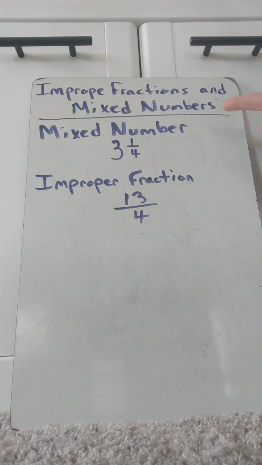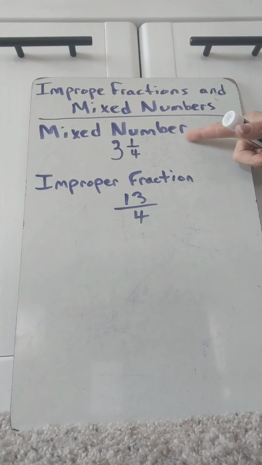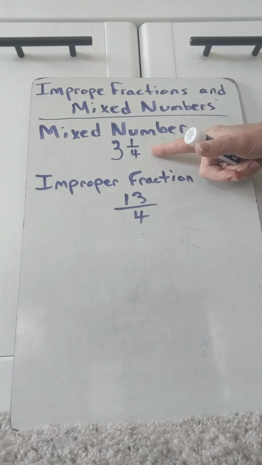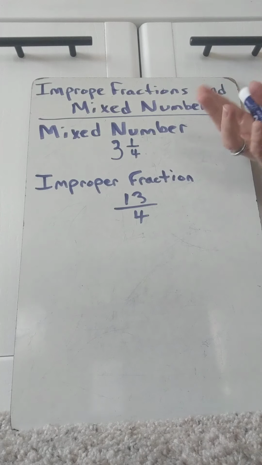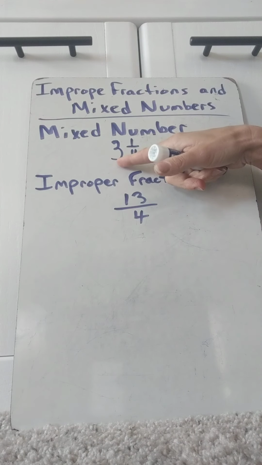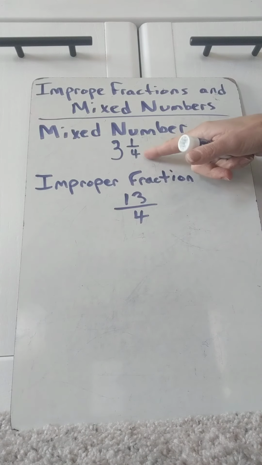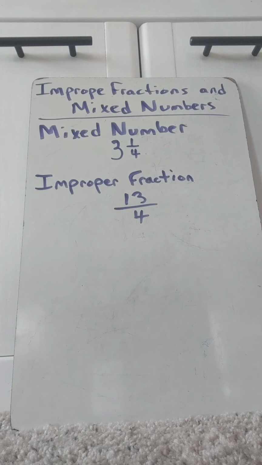So the first thing is the mixed number. This is an example of a mixed number. Why? Because it's mixed. It has a whole number, 3, and a fraction together. And you would read that 3 and 1/4. So that's what a mixed number is. It simply means that it's mixed. It has a whole number and a fraction.